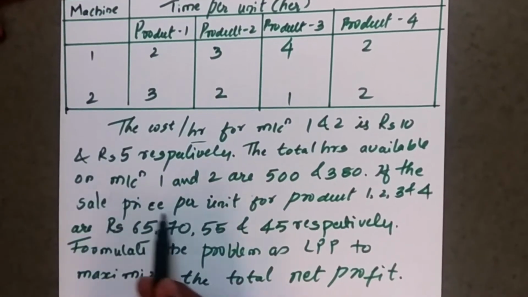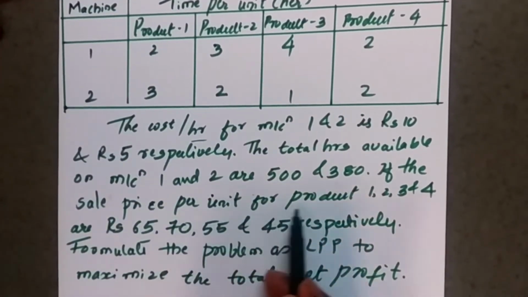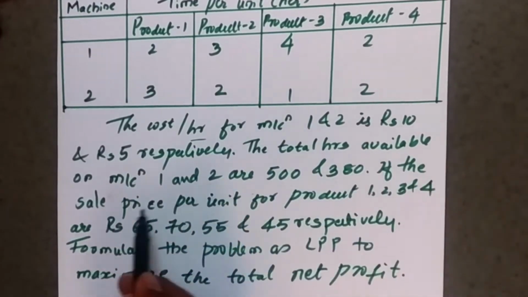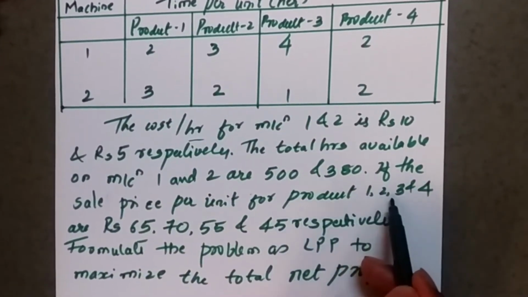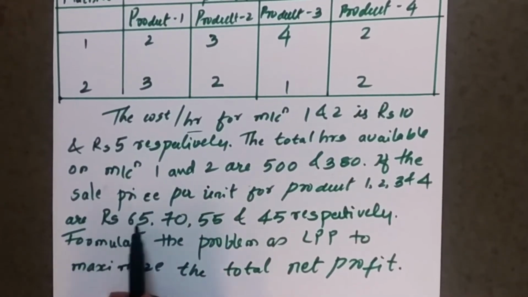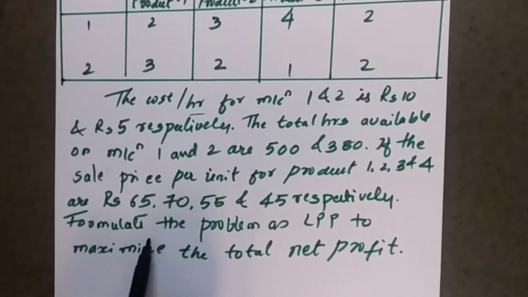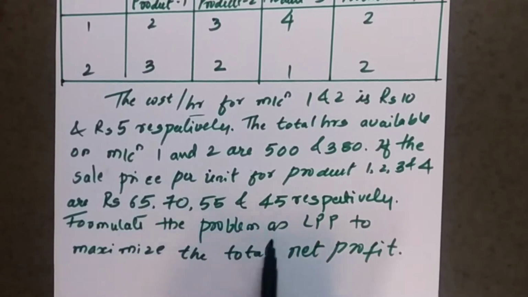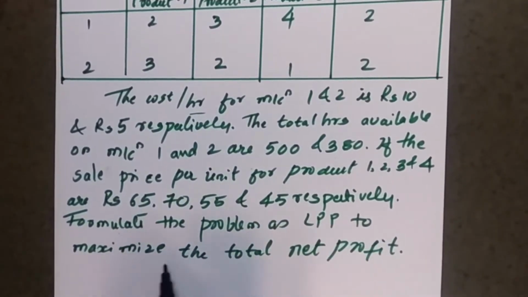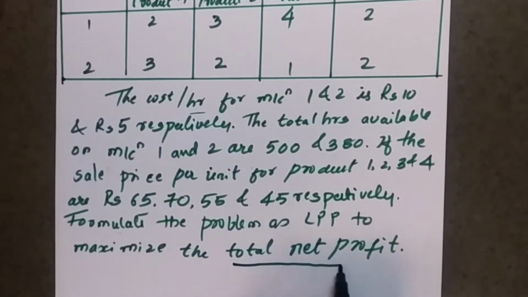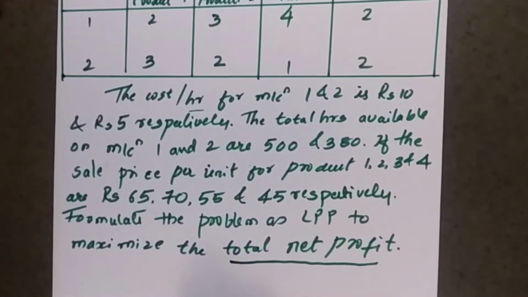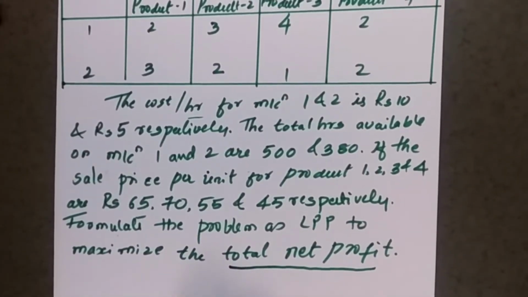They have also given the sales prices per unit for products 1, 2, 3 and 4 as rupees 65, 70, 55 and 45 respectively. The last sentence is: you have to formulate the problem as LPP to maximize the total net profit. This is the important sentence. So this problem is to maximize the profit.